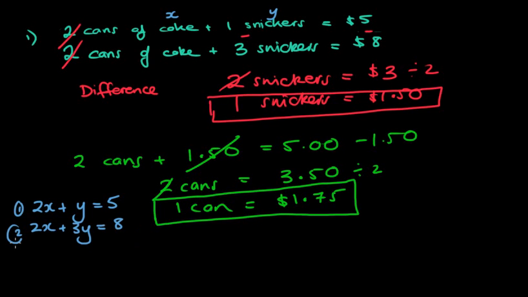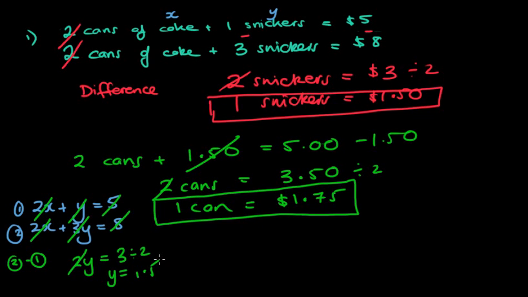Now, I always like labeling my equations 1 and 2. We said by the method of subtraction: 2x minus 2x is 0, disappears. 3y minus y equals 2y. 8 take away 5 equals 3. Therefore, y equals 3 divided by 2, which is 1.5. And that's where my $1.50 came from. Once I've got that, we can now substitute it back into one of these two equations. 2x plus the 1.5 equals 5.